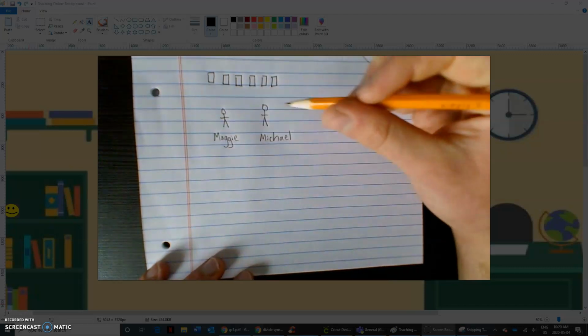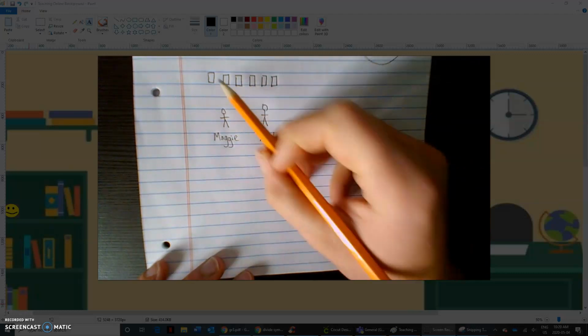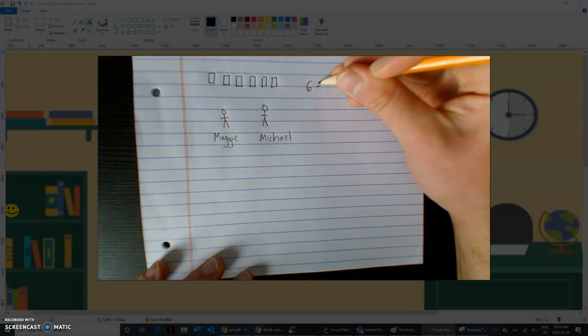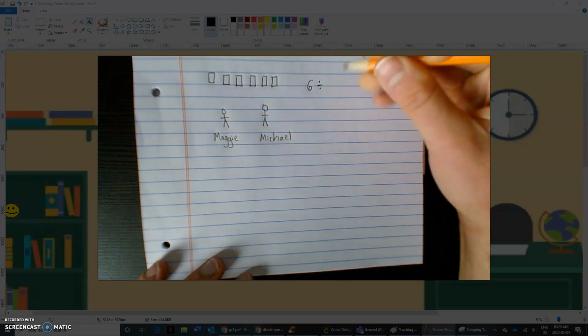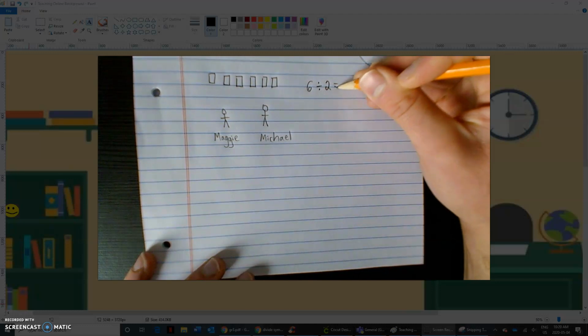We'll do another example here. Let's say there's Maggie and Michael, and there's 6 presents. 1, 2, 3, 4, 5, 6. So there's 6 presents, and we're dividing them, sharing them among 2 people. So 6 presents divided by 2 people. How many is each person going to get?